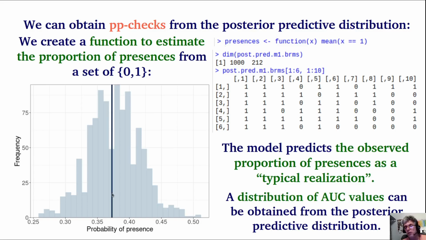We can also obtain, but we are not going to do it here, it requires just a little bit of R programming, the AUC values. Please see the book on that. We can obtain these AUC values, a distribution of them, from the posterior predictive distribution.